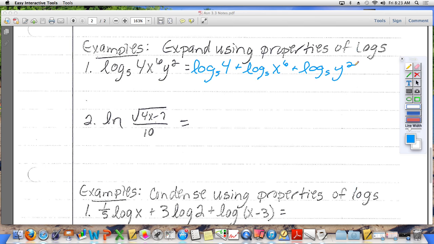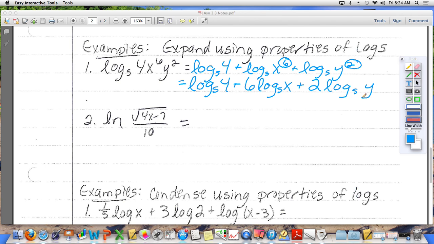What do I do now with the 6 and the 2? You throw them in front of the logarithm. So this is the same thing as log base 5 of 4 plus, you throw that 6 in front, 6 log base 5 of x plus 2 log base 5 of y.